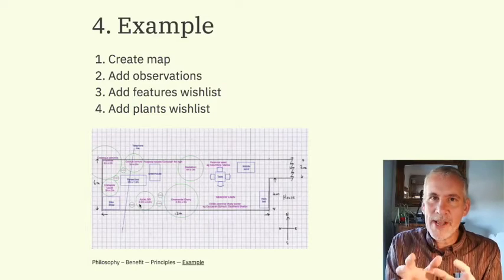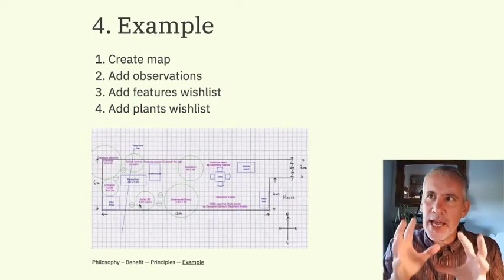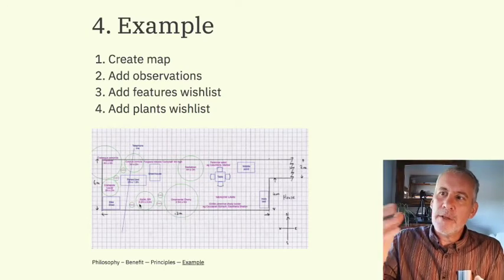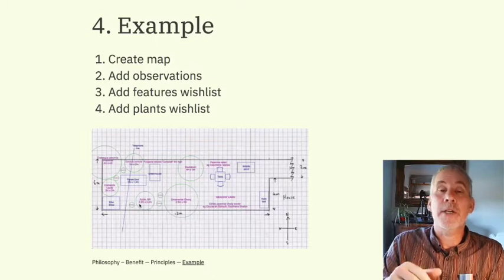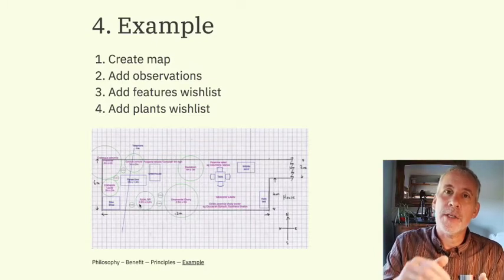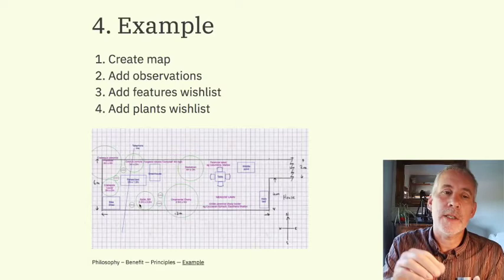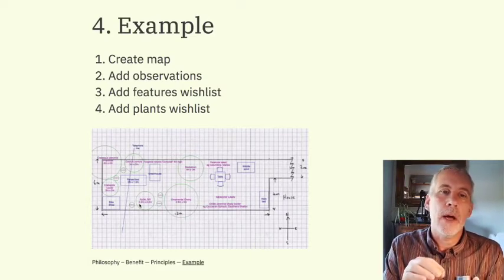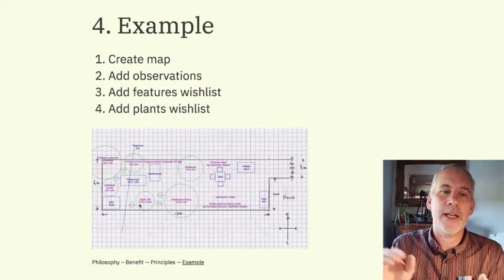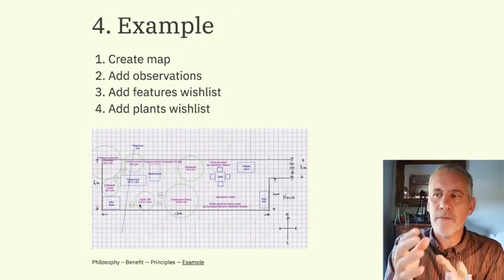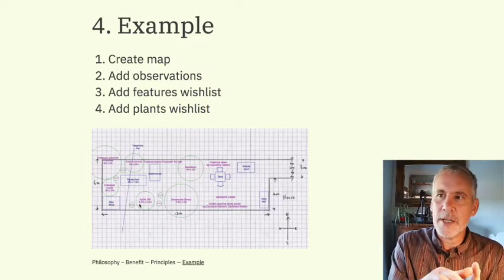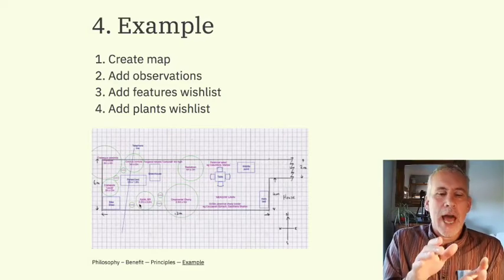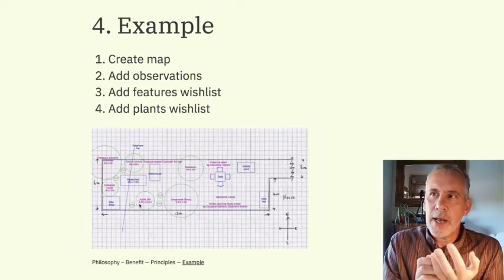And what we're doing with the design side is to take your map and then add the observations you've made. So where are the telephone lines? Where's the power lines? Where's the sewage? Where's the water tap? Where's the rainwater harvesting bucket? All this stuff. Figure out what's already there, access, doors, paths, all that kind of thing. And then add the features, and then add the plants.